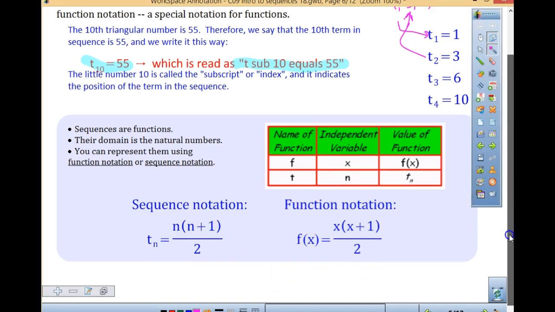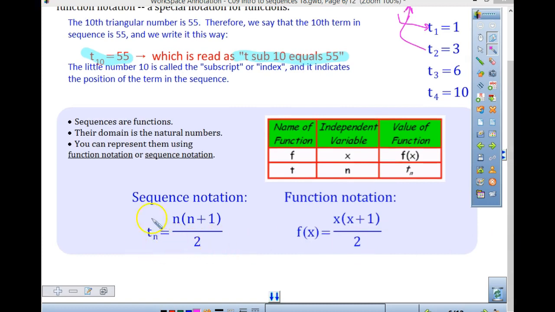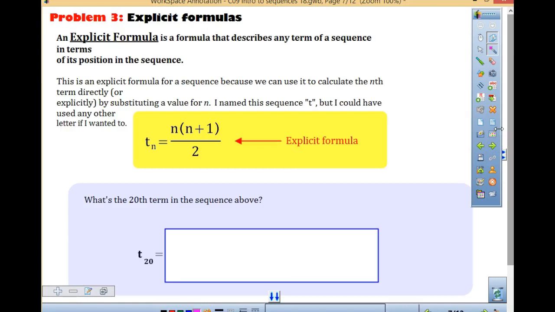Do they look very similar? Yeah. They just put, instead of f of x, they put t sub n, and instead of x, they use n. Okay? So it's just getting used to that different way of writing it. So explicit formula is that next part down.